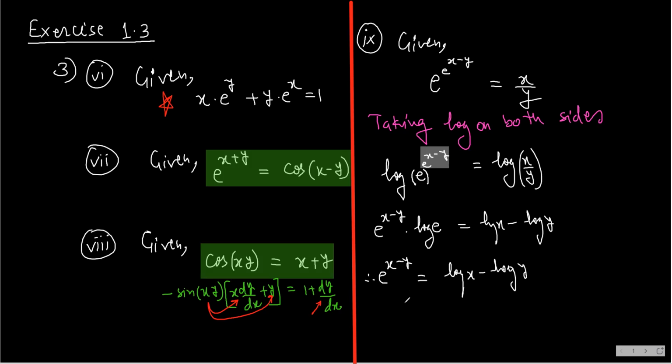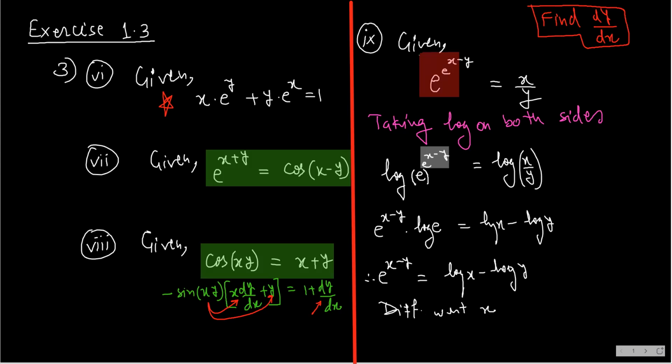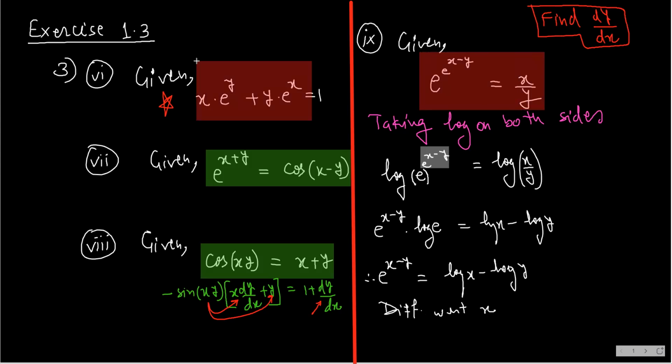So I will now differentiate with respect to x. Why differentiate with respect to x? Because you can read the question, it says find dy by dx. The question here is to find dy by dx. And what kind of function do we have? These all functions are known as implicit functions. Why?